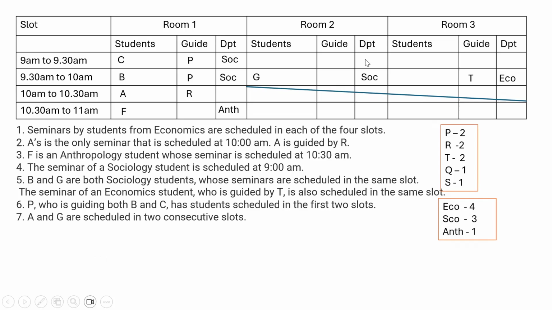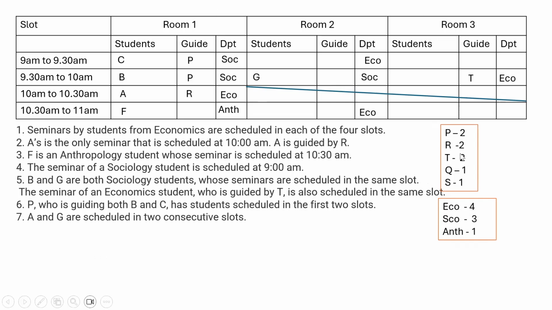In the first slot there will be an economics seminar, and in the fourth slot also. In the second slot there is already an economics seminar. So first slot economics, second slot room 3 economics seminar, third slot room 1 economics seminar, and in the fourth slot there will be another economics seminar in room 2. So now we are done with the first piece of information, and here comes the logical reasoning part.